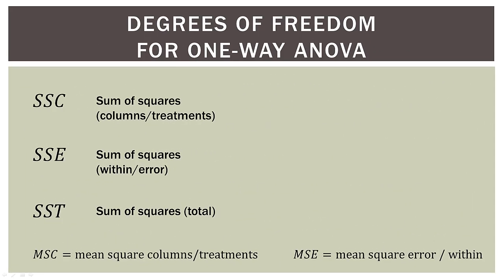So let's go ahead and actually put some numbers in here. Let's find our degrees of freedom first. So remember, the degrees of freedom for SSC was C, the number of columns, minus 1. So in this case, it's 3, because we have 3 columns, minus 1, which equals 2. So the MSC equals the SSC divided by that degrees of freedom, which is, of course, 2.